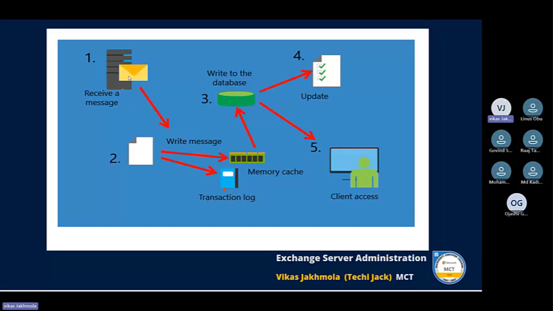Whenever anyone sends an email, it is not directly written to the database. The logs are created and put into the transaction log and memory. Once everything is okay, there is no power failure in between and the transaction is able to complete, then it writes to the database. Once it is written, the checkpoint file is updated to show these logs have been applied. And then the message can be read by the client.